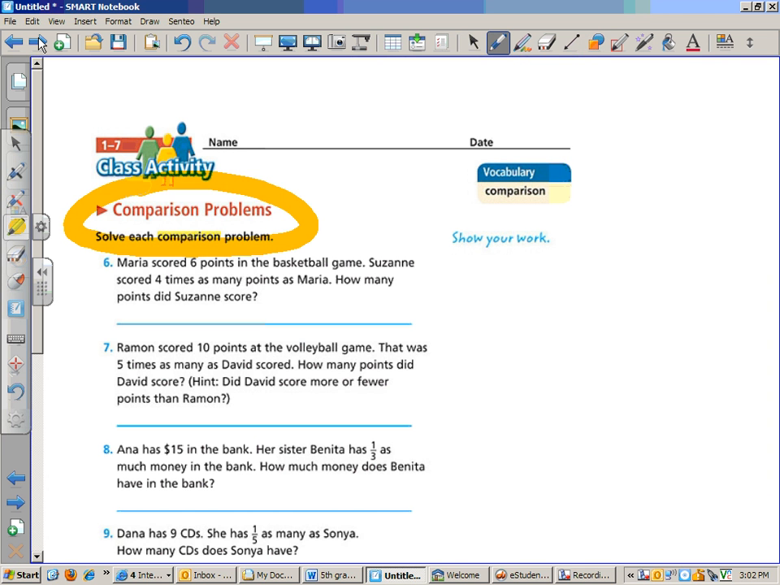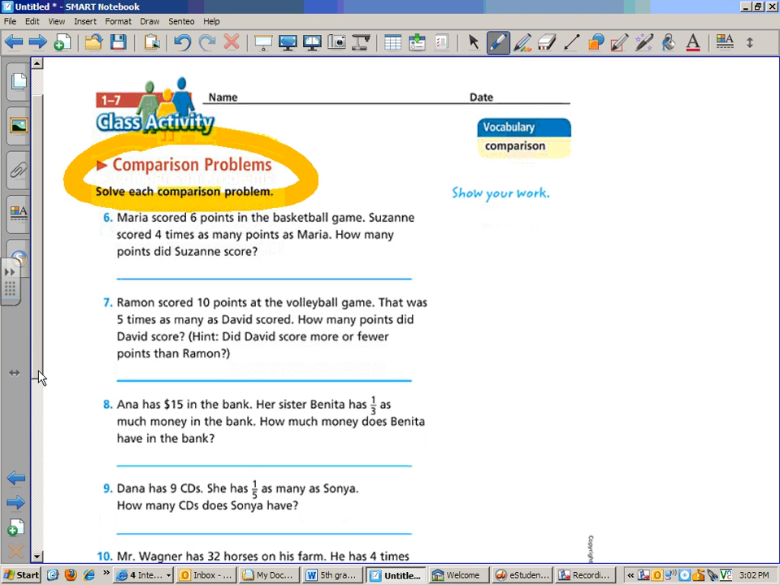And I hate calling them problems. I like calling them situations. But when we're comparing 2 things, I really encourage you guys to use comparison bars. So let's look at a couple of these quick and then move on.